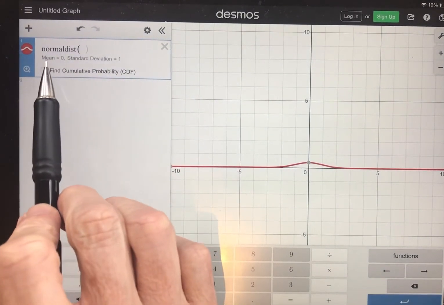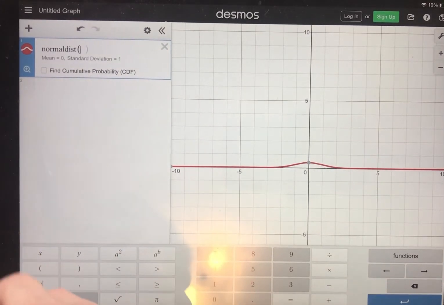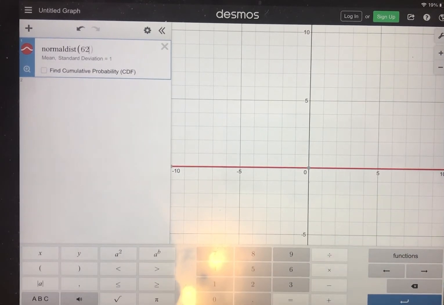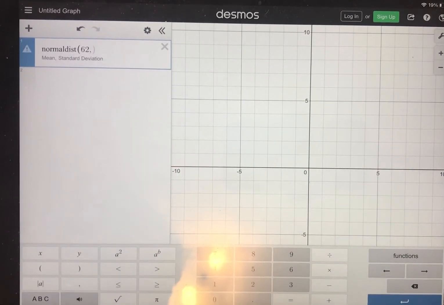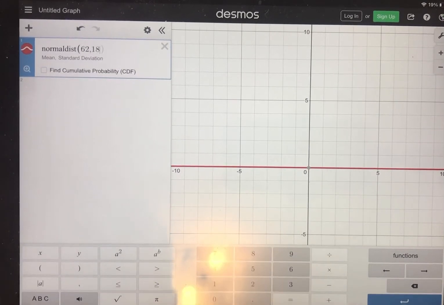And notice it tells you to type in the mean, comma, the standard deviation. Well, our mean is 62, so I'll put in 62, comma, and our standard deviation is 18. So I'll type in 18. And this is our standard deviation.